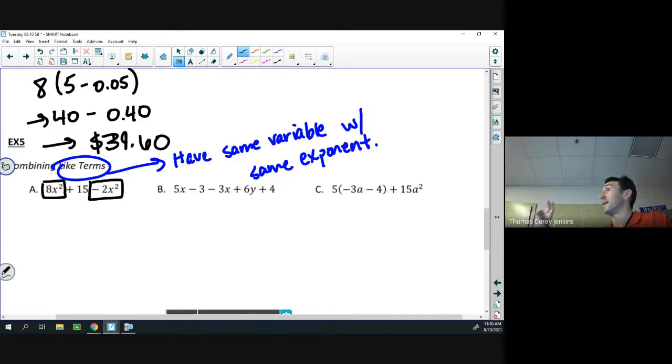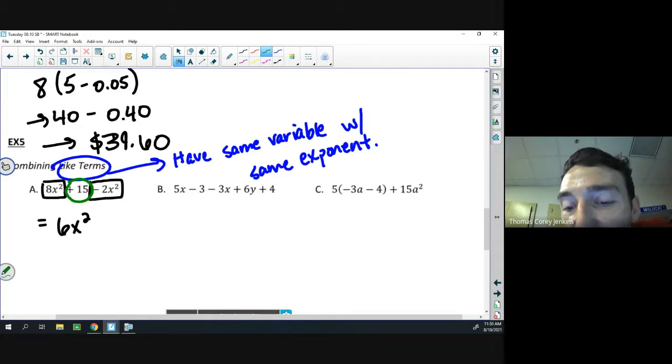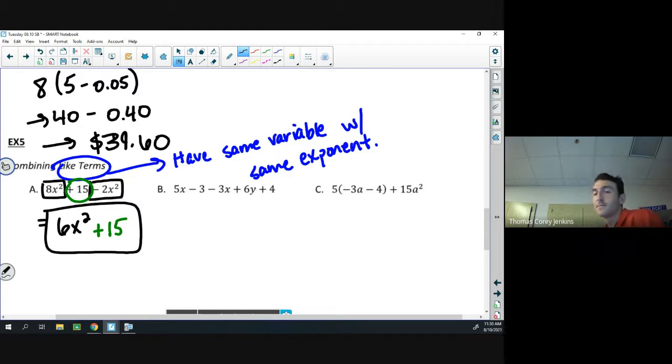So all we're really doing, math part of it, is we want to know what's 8 plus negative 2. So what's 8 plus negative 2, or 8 minus 2? Yes? 6, right? So we would rewrite that as 6x squared. And then you have your plus 15 that doesn't get added on to anything, so it just stays plus 15, okay? And again, we've simplified because we went from 3 terms down to 2, okay? Let's do a couple more.